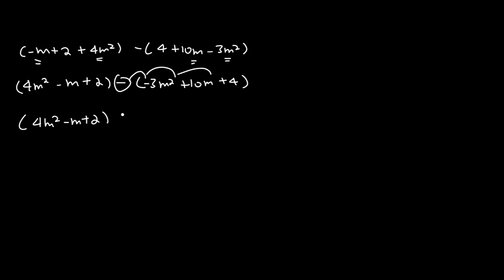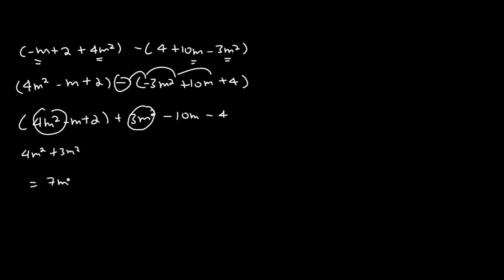Now let's distribute this sign. We will have a positive 3m squared. This will be negative times a positive, will be negative 10m, and negative times a positive minus 4, negative 4. Alright, so let's group them. Same degree. And now we have 4m plus 3m. That's 7m cubed.